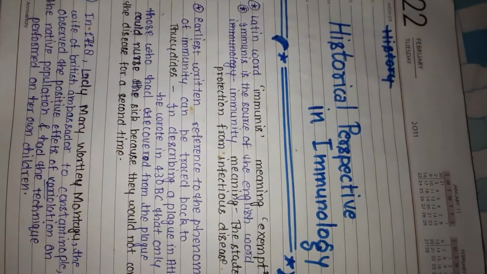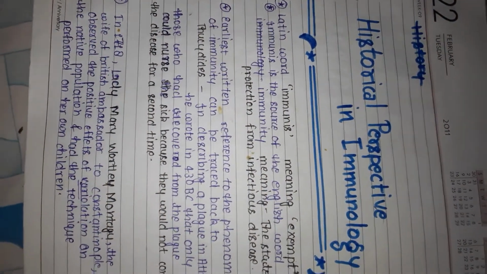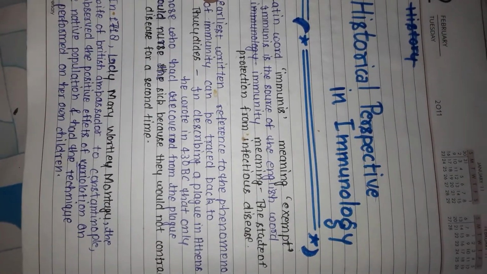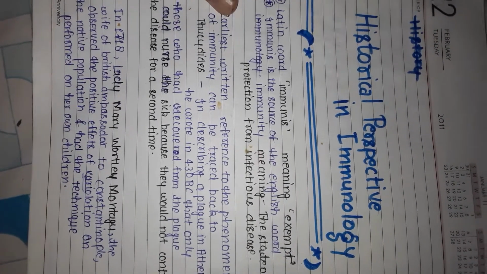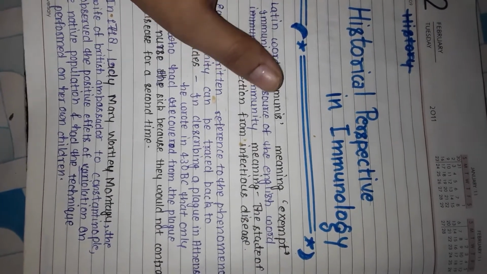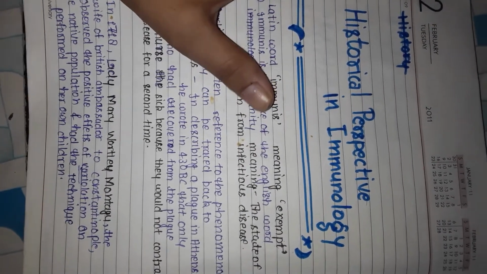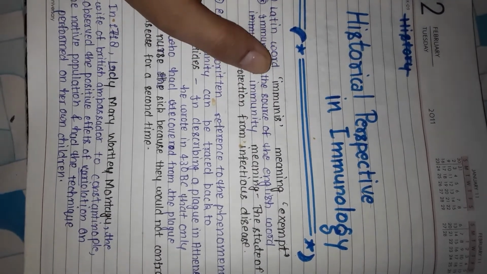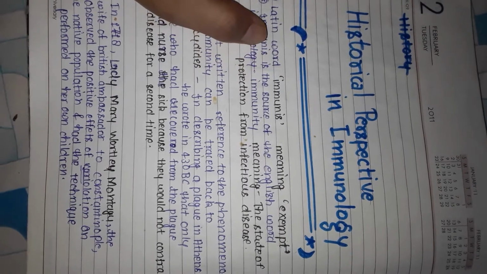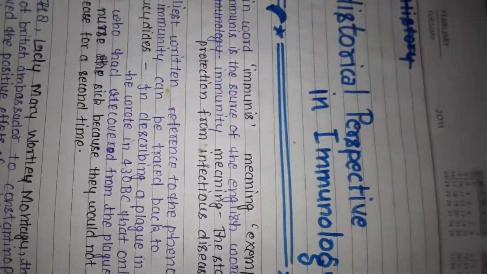In immunology, we will talk about the historical perspective in immunology. So, how did the word immunology come about? It comes from the Latin word immunis, meaning exempt. It is the source of the English word immunity, meaning the state of protection from infectious disease.